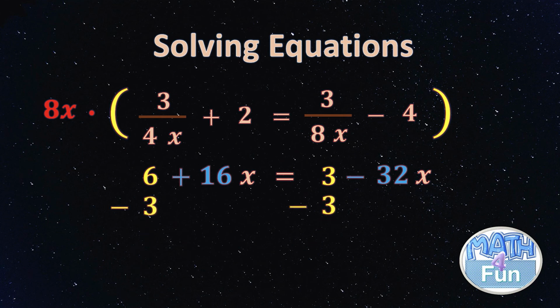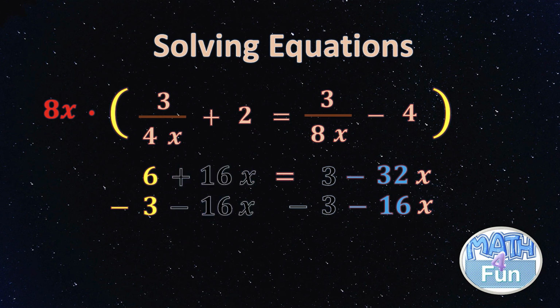We add negative 3 on each side, and we do minus 16x also on each side, and then 3 and minus 3 will give you 0. 16x minus 16x also will give you 0, and you are left with negative 32x and negative 16x. It will give you minus 48x. 6 and minus 3 will give you 3. And here we have minus 48 multiplied by x, so we need to remove it.